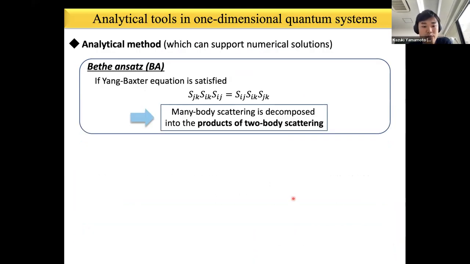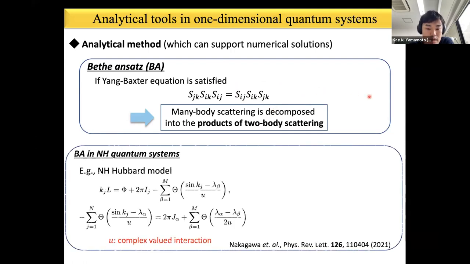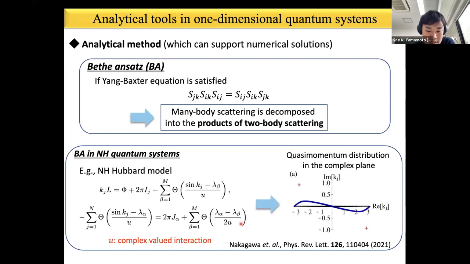Now I go on to the last part of the introduction. The first one is the Bethe ansatz. The philosophy of the Bethe ansatz is that if the Yang-Baxter equation is satisfied for the scattering matrices, the many-body scattering is decomposed into products of two-body scatterings. In non-Hermitian quantum systems, recently a few studies have generalized the Bethe ansatz method. For example, in the non-Hermitian Hubbard model, the Bethe ansatz equation is given here. The interaction U becomes complex valued, and as a result of this complexity, the quasi-momentum distribution lies in the complex plane.